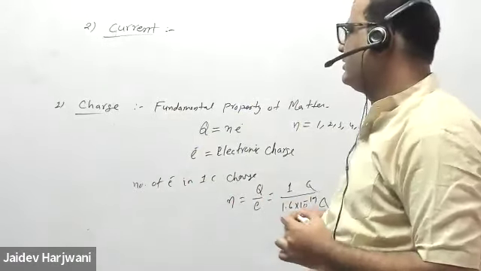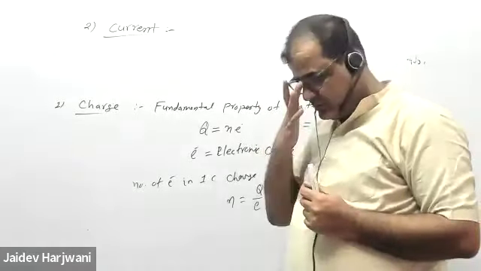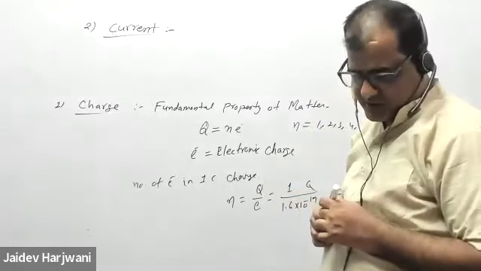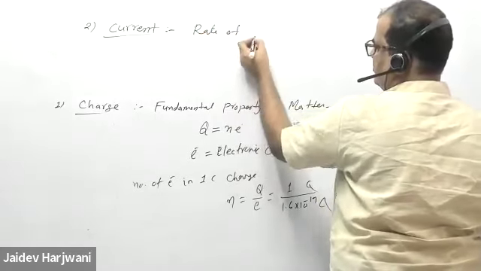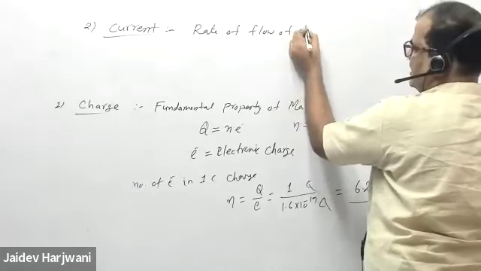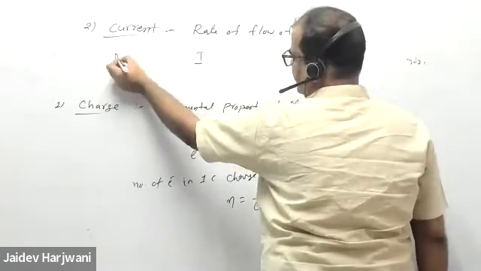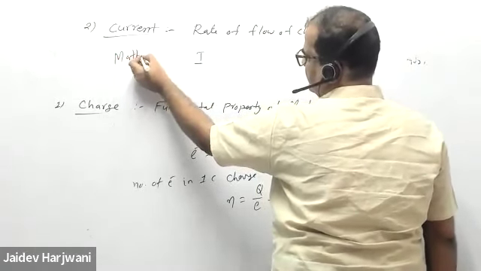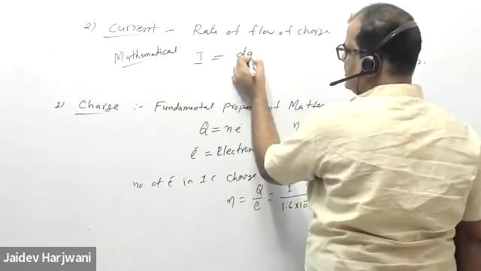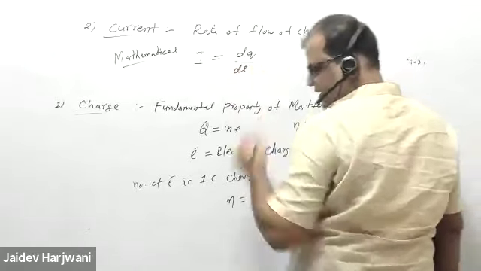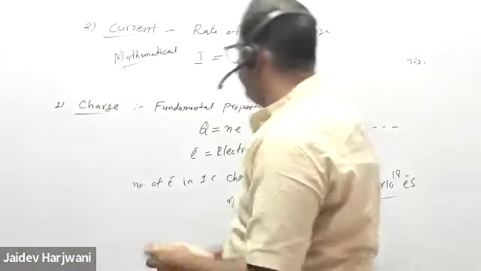What is the definition of current? Can anyone tell me? Charge per unit time. Flow of charge, very good. So the rate of flow of charge is called current. The mathematical definition of I is dq by dt, the rate of flow of charge.